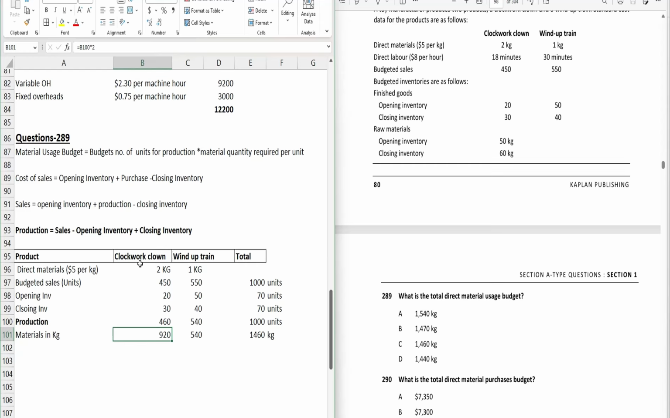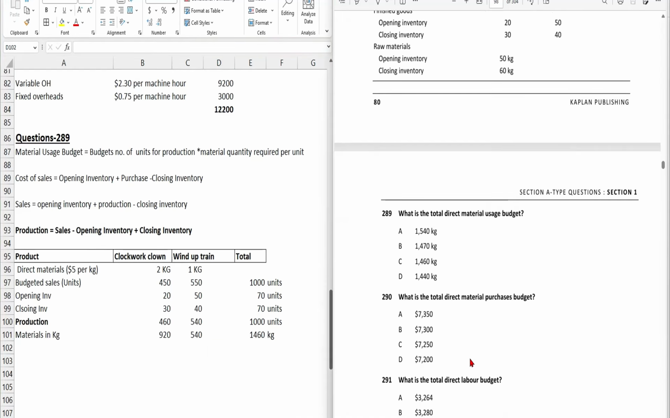So 1 unit of clockwork clown requires 2 kg. So how much is required for 460 units? We simply multiply these two and we get our figure. Similarly for the wind up train. Now let's add these two values. It will give 1460, and that's the material usage budget.